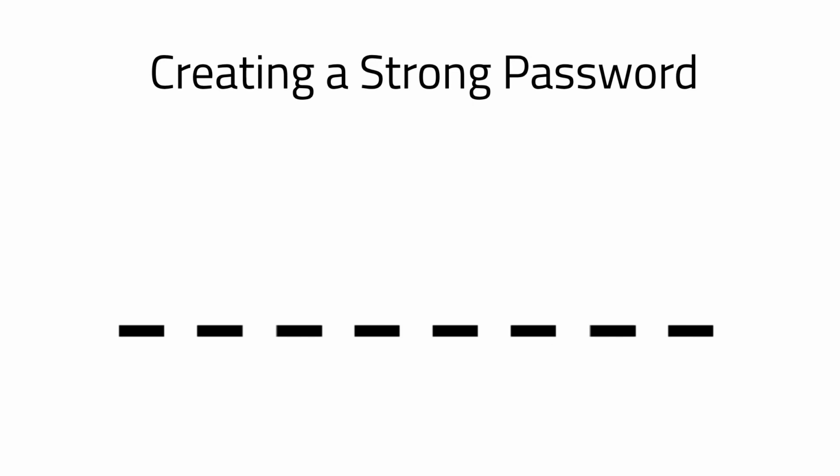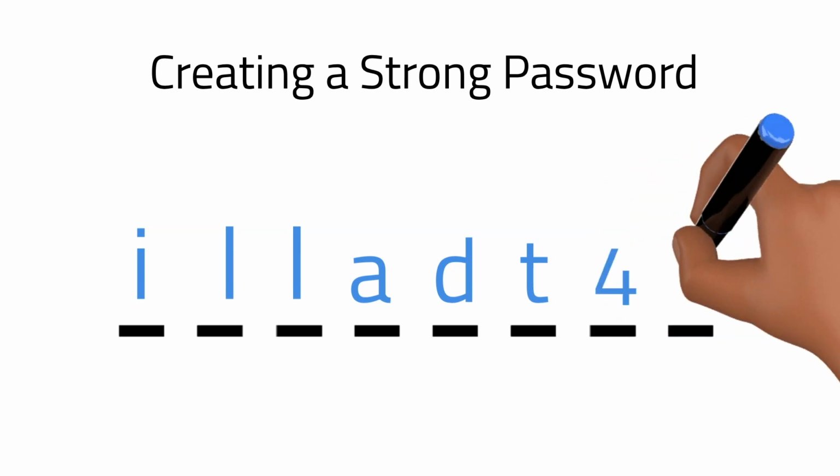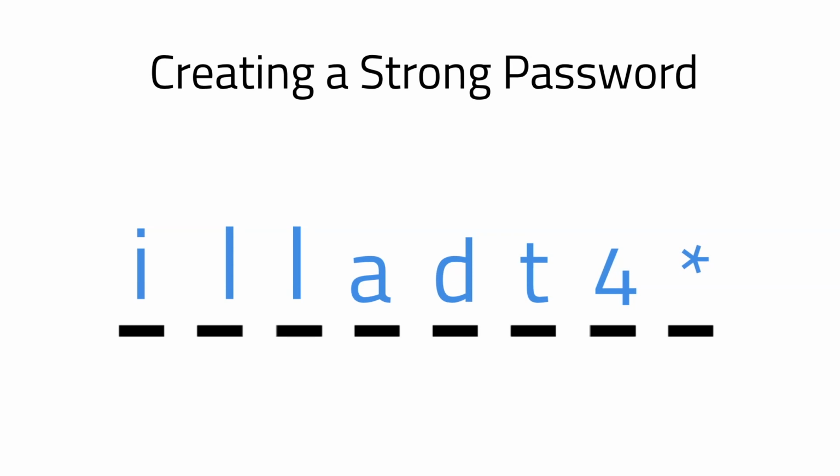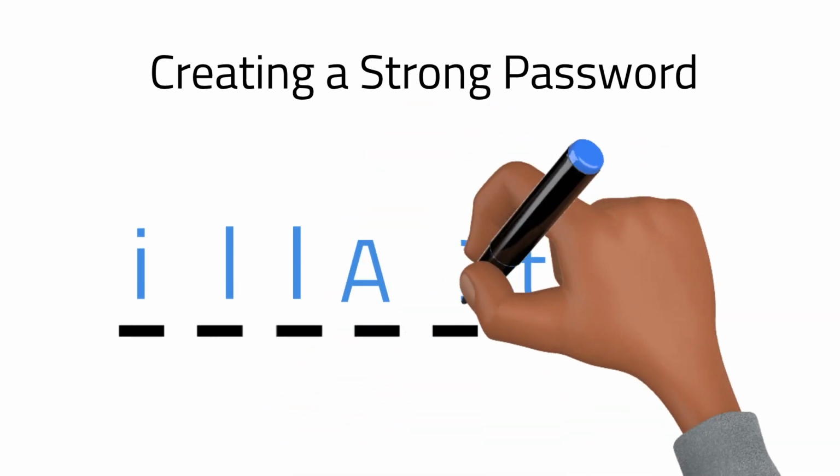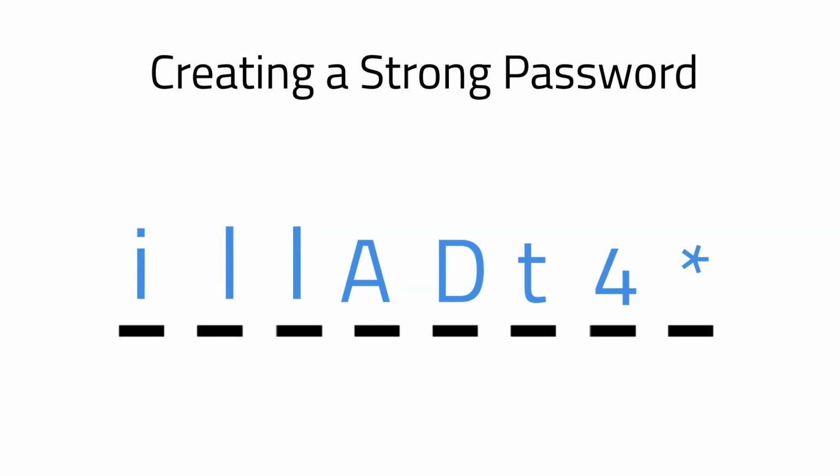The strongest passwords include a random combination of letters, numbers, and symbols. If that's too difficult to remember, try using an acronym. In this example, the first letter is taken from each word in the sentence, "I love learning about digital technology." If you use this method, be sure to also include at least one number and one symbol. To make your password even stronger, it's recommended to use a combination of uppercase and lowercase letters.